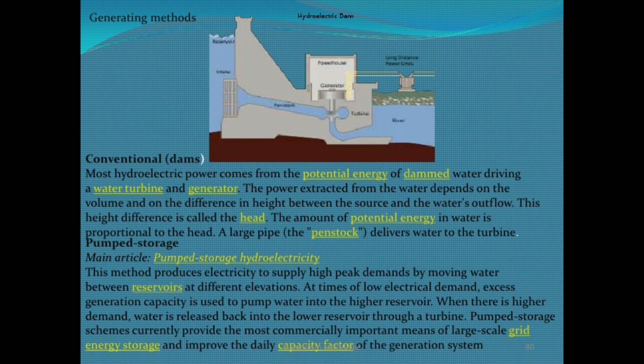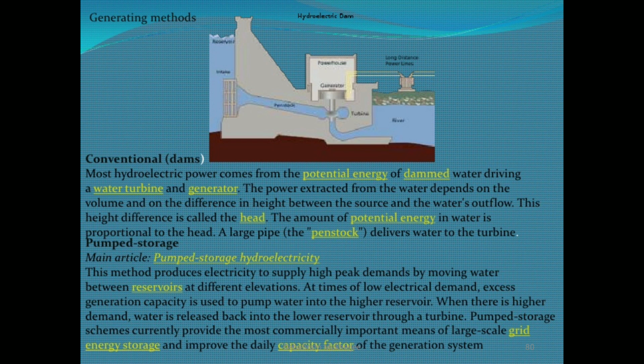The amount of potential energy in water is proportional to the head. As the height difference increases, the potential energy in the water increases. It is directly proportional to the head. That means if the height is more, the potential energy in the water will be more. The large pipe delivers water to the turbine.